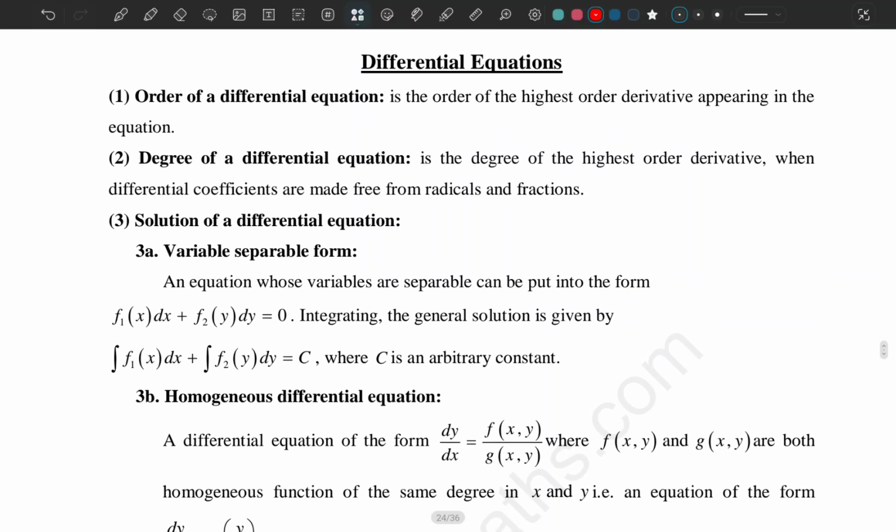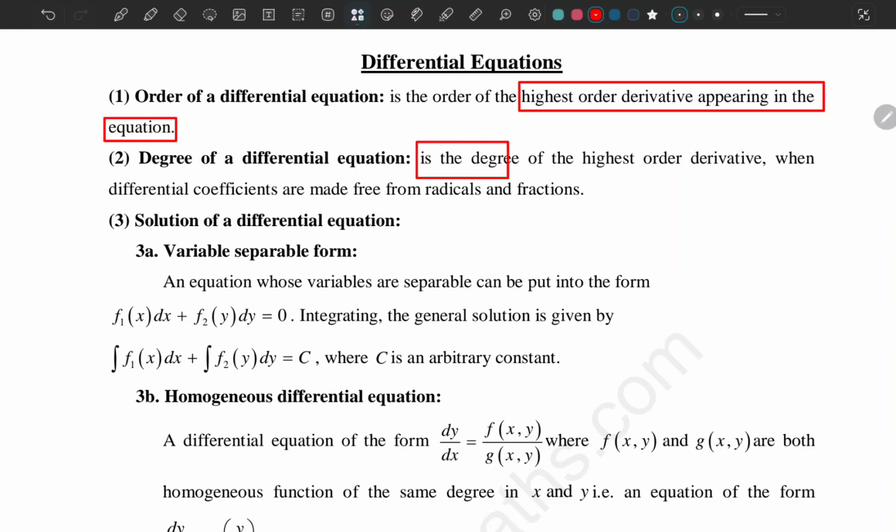So the order of a differential equation is the order of the highest order derivative appearing in the equation. Just be mindful of that. And the degree of a differential equation is the degree of the highest order derivative. And order was the highest order derivative. I hope you understand that.